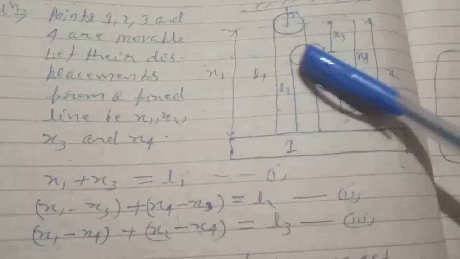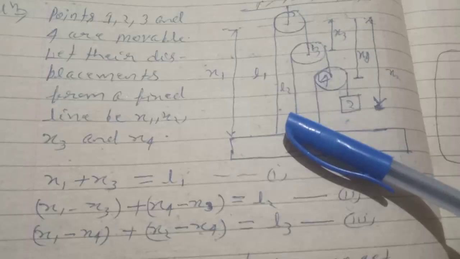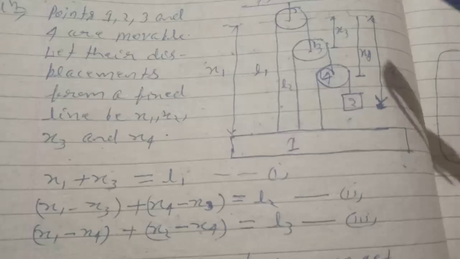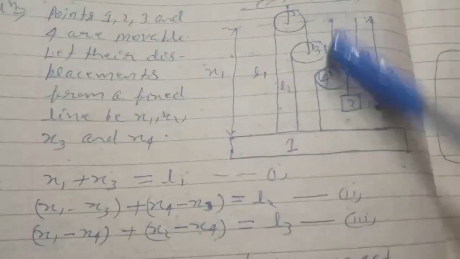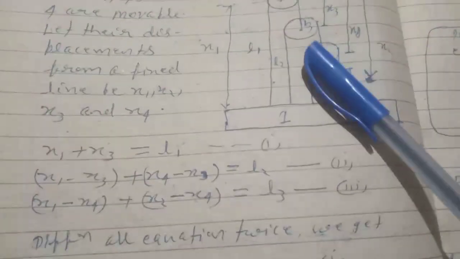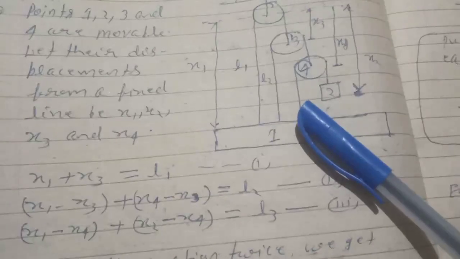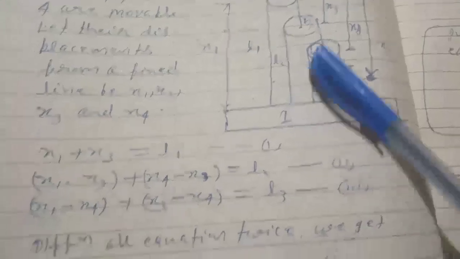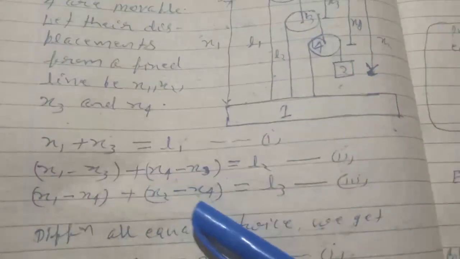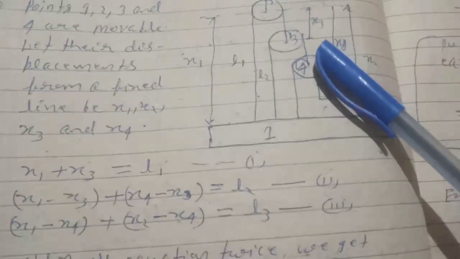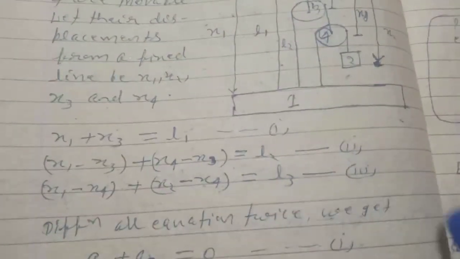Similarly for this, it will be x1 minus x3 plus x4 minus x3 equals L2, the length of this string. And similarly here, x1 minus x4 plus x2 minus x4 will give this length, which will be equal to L3. So equations 2 and 3.